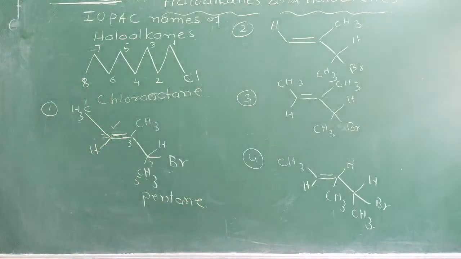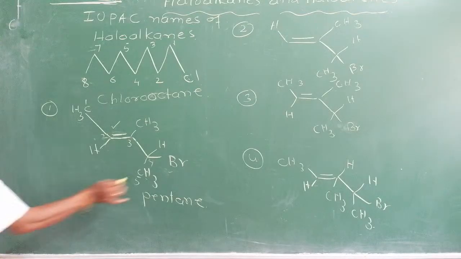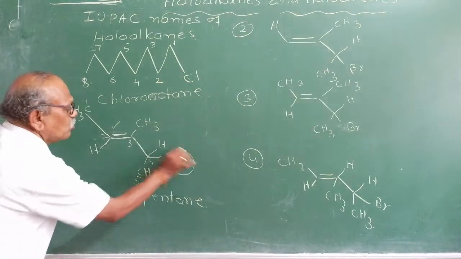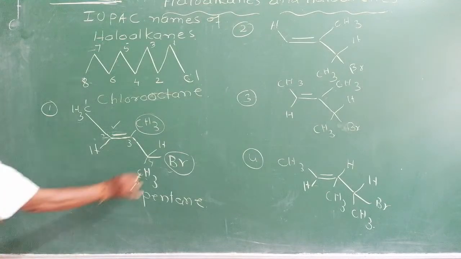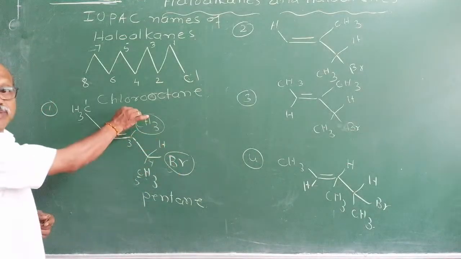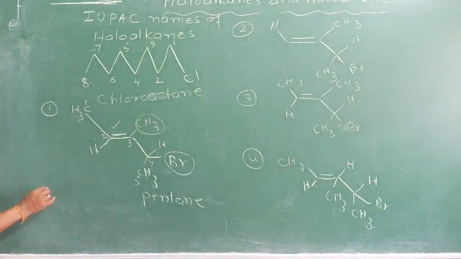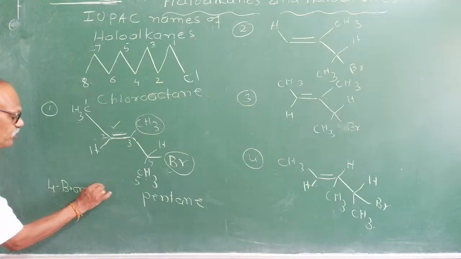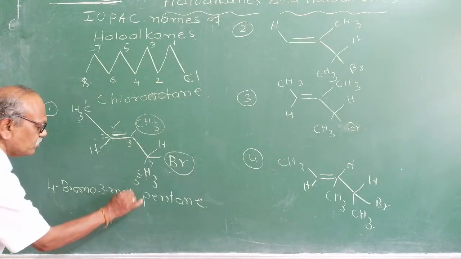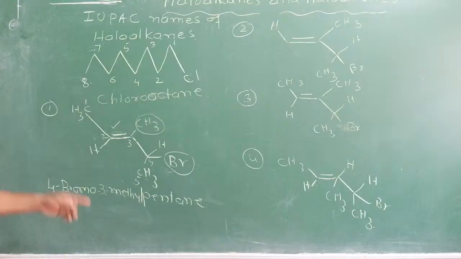What are the prefixes you are using? The side chains: one is bromo, another one is methyl. Check it. Yes, alphabetically bromo comes first, next comes methyl. Therefore it is 4-bromo-3-methyl. You have to join it without space: 4-bromo-3-methylpentane. Try similarly those two.